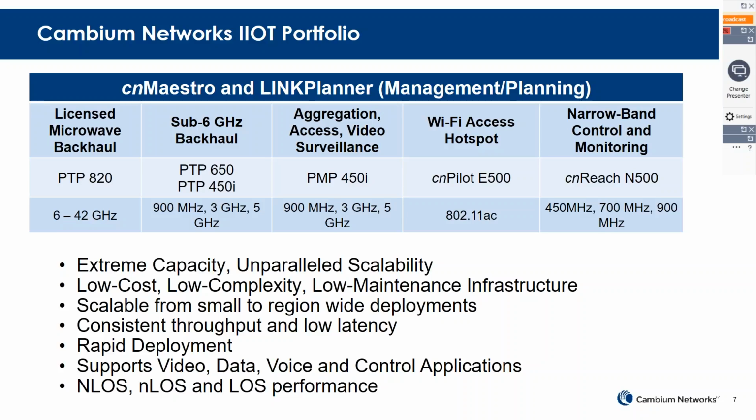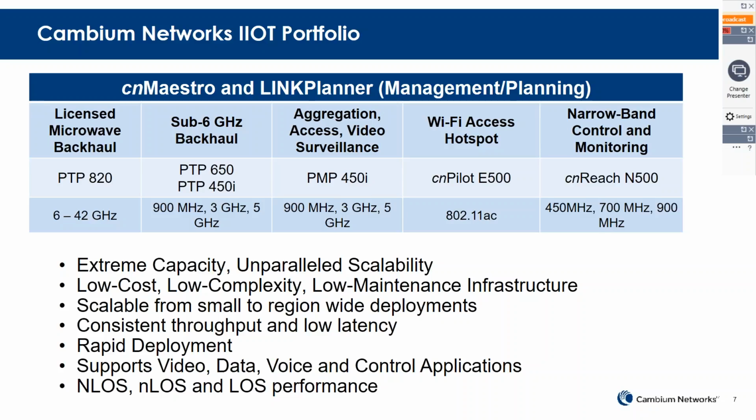Hey, Young Hao, there's one question, and you might not be the person to answer this, but I'll try anyway. The cnReach 450 meg, do you know when that will be available in Link Planner? It's going to be available within like 2 weeks. We are actually working on that. 2 months. We are working on that. Okay. Cool. Thank you.